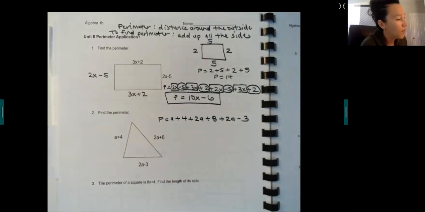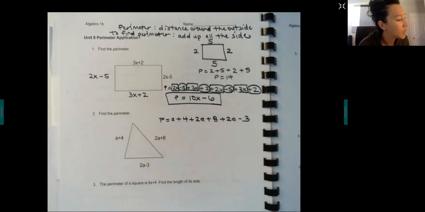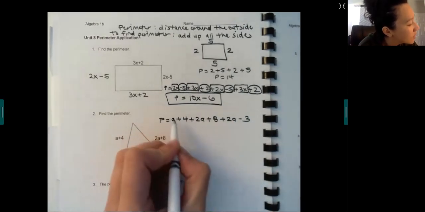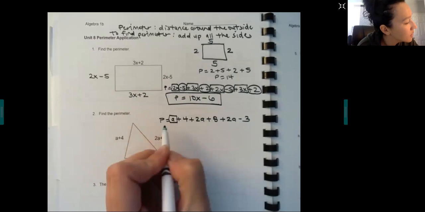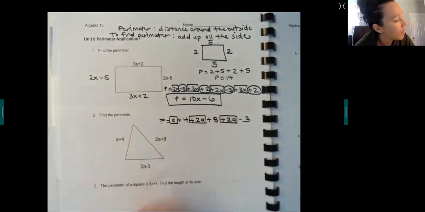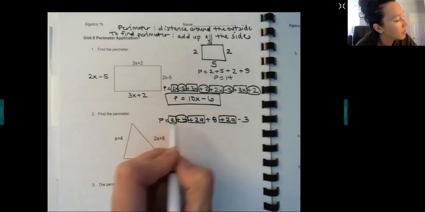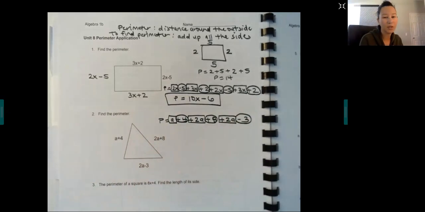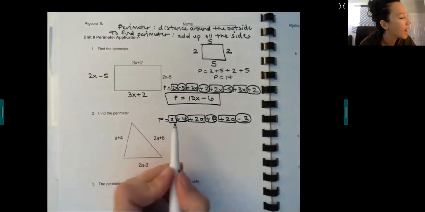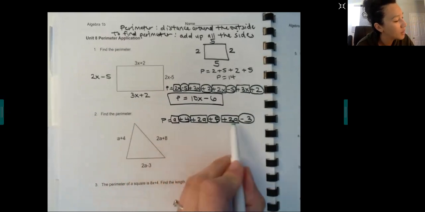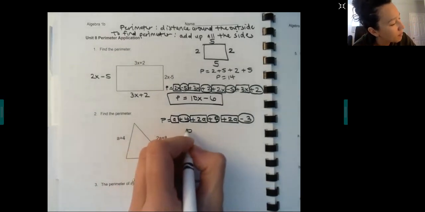Okay, and then once we have our equation set up, we just need to combine the like terms and simplify. So our like terms, we have all of our A's, so we can box our A's. And then we have our integers, positive 4, positive 8, and negative 3 that we can circle. Then we'll add up all of our A's. We have A plus 2A, so that's 3 A's, plus another 2 A's. That means we have 5 A's.